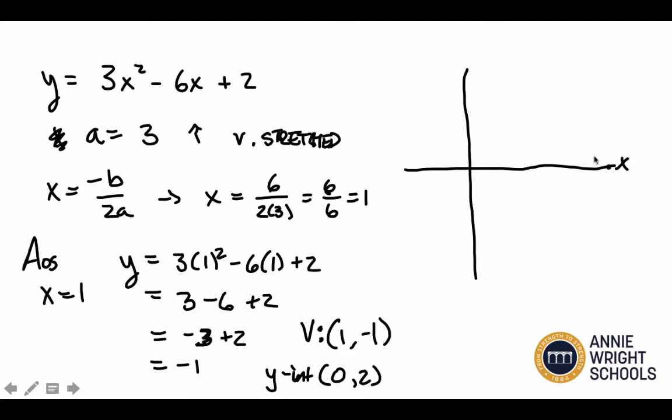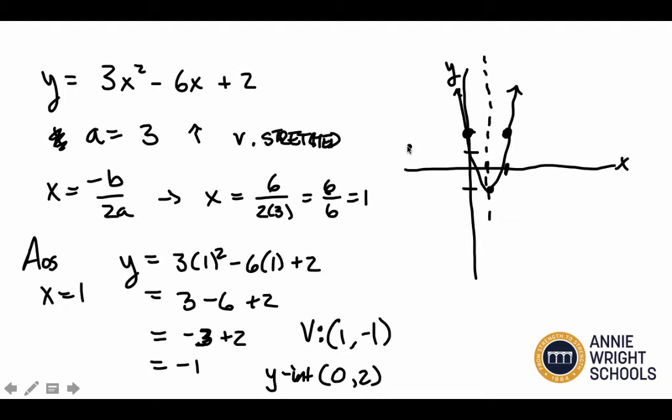I know the vertex is at 1, negative 1, so I'm making sure that my graph can have that point here. And then I have the y-intercept, which is 0, 2, and because I have this vertical line of symmetry, this is 1 away from the vertical line of symmetry, so I can go 1 away on this side and mirror that point. And I have this parabola that appears to be vertically stretched and it opens up. With all my information, notice I have x and y.